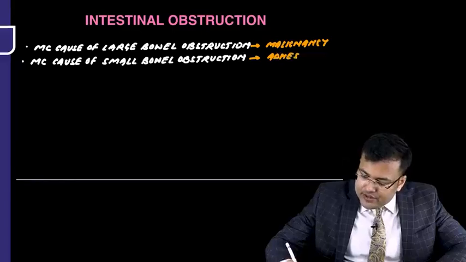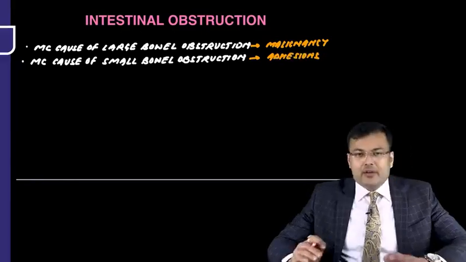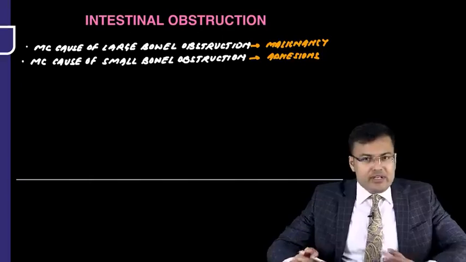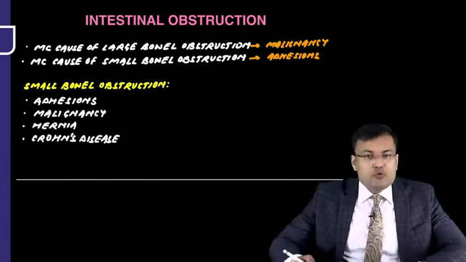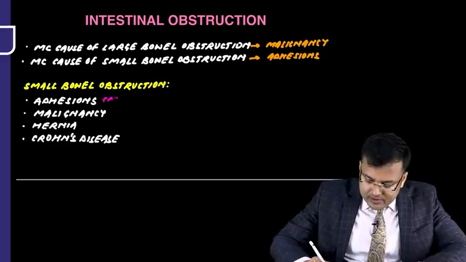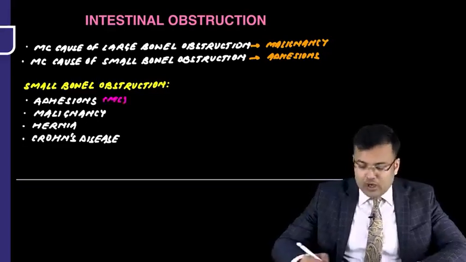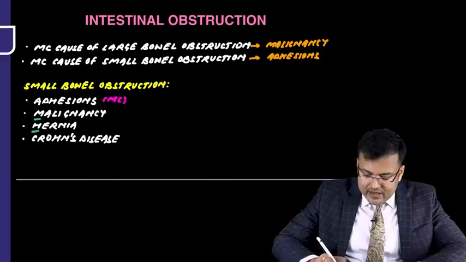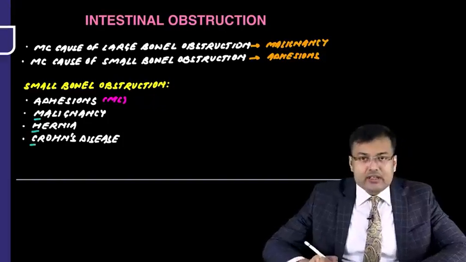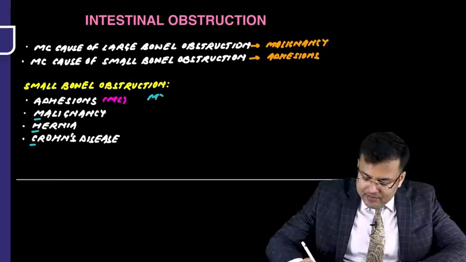So you have to read the question carefully, right? Small bowel obstruction, it is adhesions. So in detail, we are going to discuss small bowel obstruction. The most common cause is adhesions. After adhesions, the second most common cause is malignancy, then hernia, then Crohn's disease. So it is adhesions followed by MHC. How to remember? It is adhesions followed by MHC.